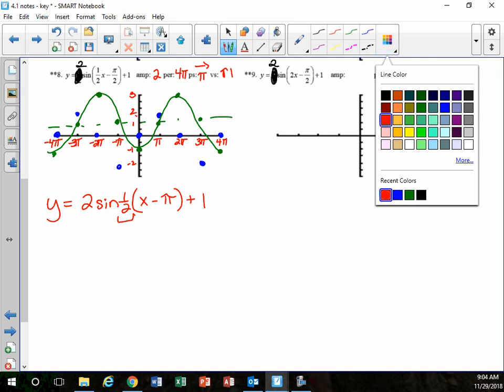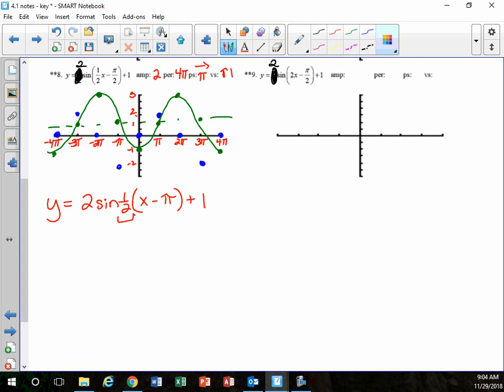Are we ready for number 9? Yes. Okay, I'm going to help you with the factoring, and then I want you to try the whole thing. So we're going to rewrite it. Y equals 2 sine. What are we factoring out? 2. What is in parentheses? Not pi over 2. We have to do something to it, not just pi.